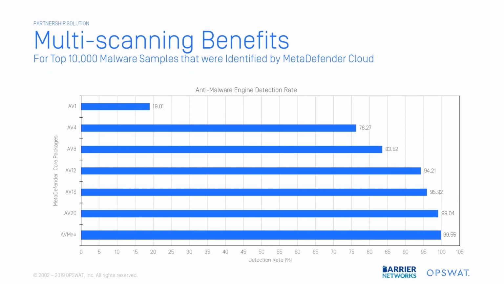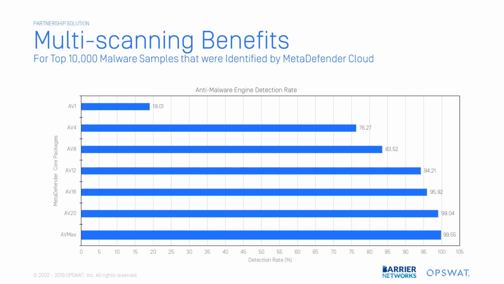And this chart further illustrates the benefits. So here we can see that for the top 10,000 malware samples that were uploaded onto our MetaDefender cloud, these are our package's engine detection rates. So for example, if we look at AV8, AV8 means that there are 8 individual AV providers bundled together into this package, and that has a detection rate of approximately 83%. So that means that 83% of the 10,000 malware samples were able to be correctly identified.